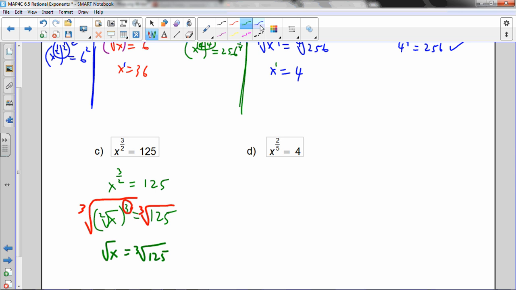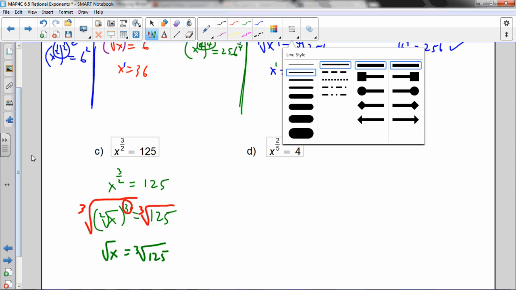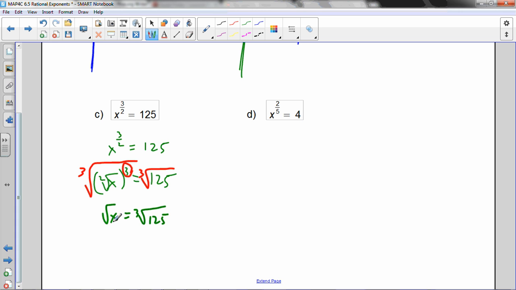Now, how do I get rid of the square root of something? I get rid of the square root of something by squaring it, right? Square it. Those will cancel out, and I'm left with x is equal to the cube root of 125 squared. I haven't evaluated this, I could have. The cube root of 125 is 5, squared is 25.